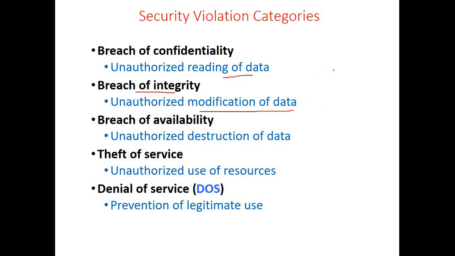For example, I have a file. That file has only read permission, but a process is trying to modify the content of the file. Then it is called unauthorized modification of the data. Breach of availability is related to unauthorized destruction of data. For example, there is confidential or important data, and it is made unavailable to the user. Even if the user is a legitimate user, he could not get access to that particular data because the data is made unavailable.